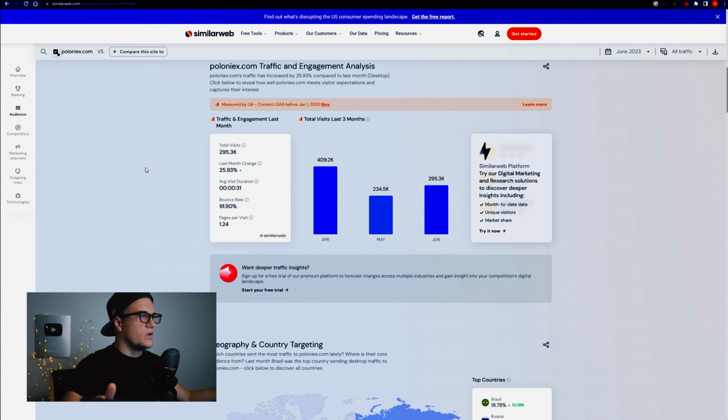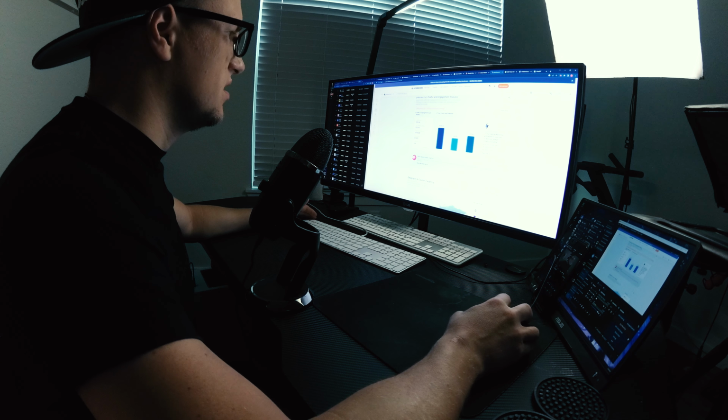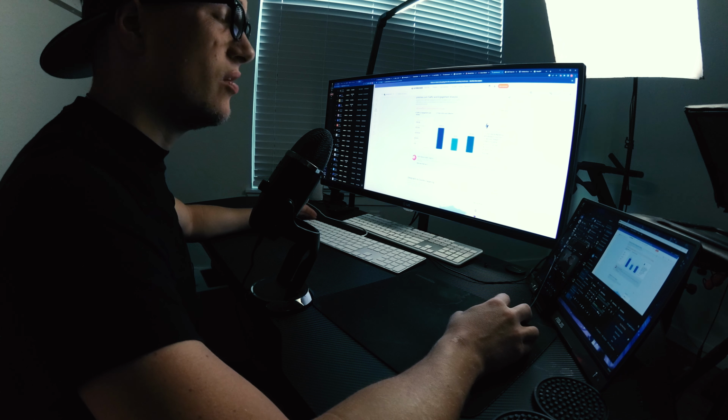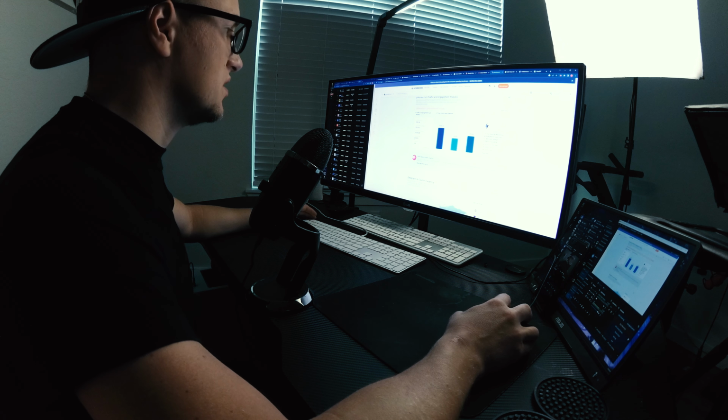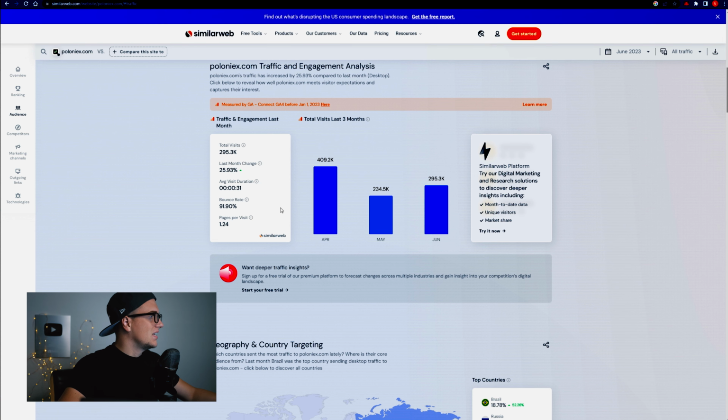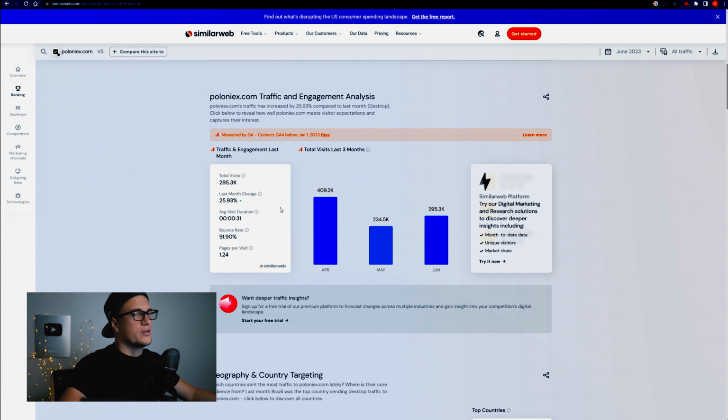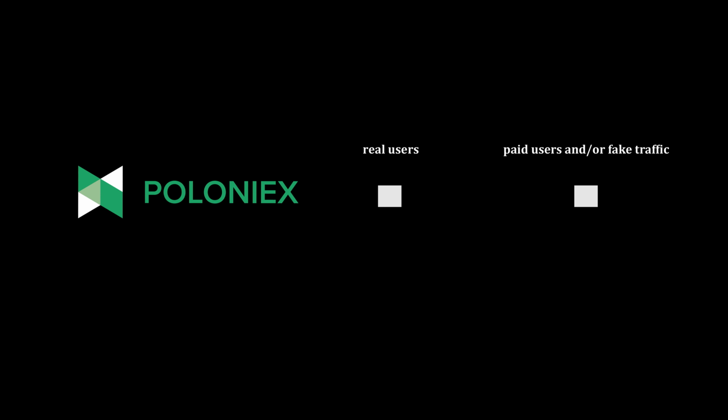Poloniex is one of the oldest exchanges, but something is off with it. Now bounce rate is 91%. Poloniex, the number of visitors, 295,000 visitors, average visit duration 31 seconds. Bounce rate is way too high, 91%. So unfortunately, despite the fact that Poloniex is one of the oldest exchanges, it looks like there is not much that this exchange can offer.